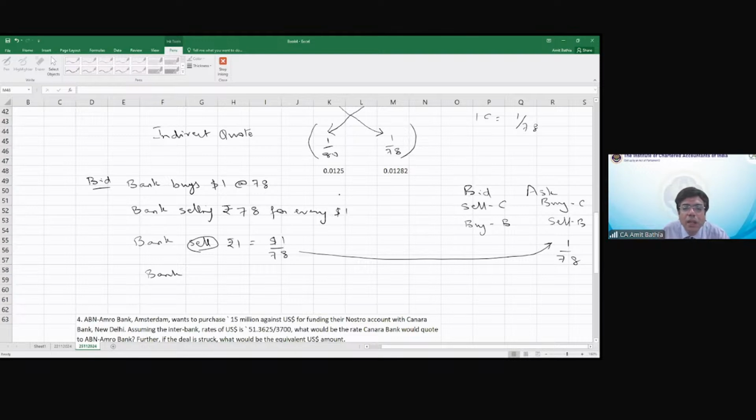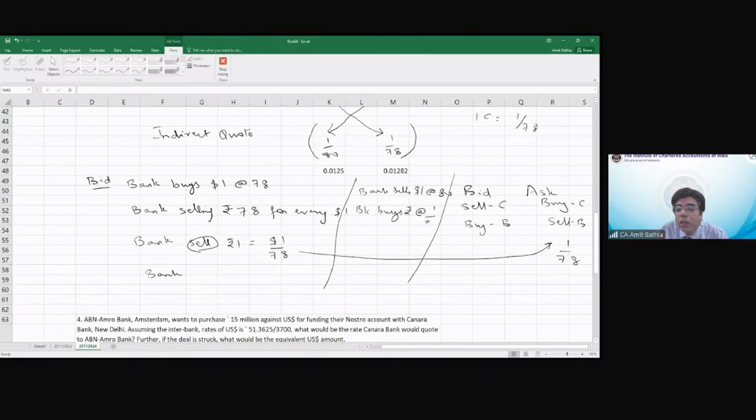Similarly, I can also say over here, let's say, for example, when I say 80 rupees, the bank sells $1 at 80. That means the bank buys rupees. At what price? If the bank is selling $1, that means the bank is buying rupees at this particular rate.